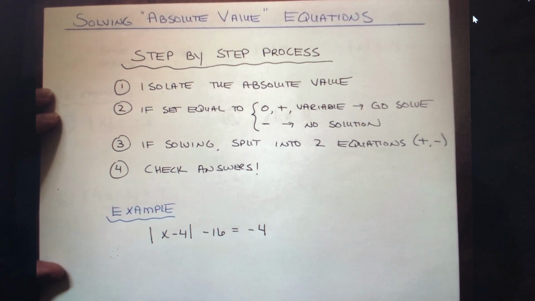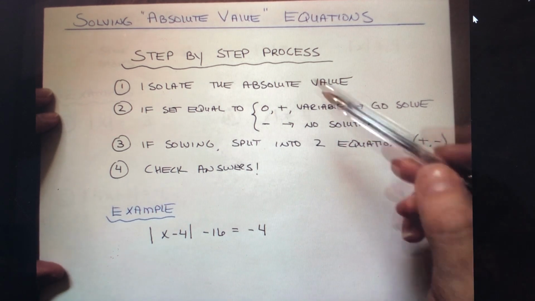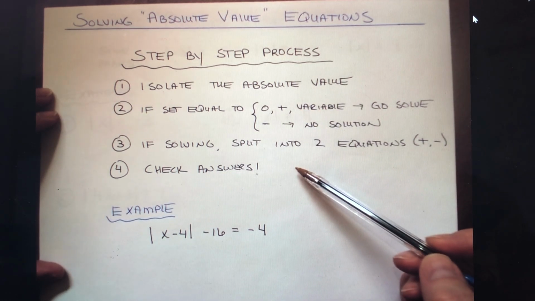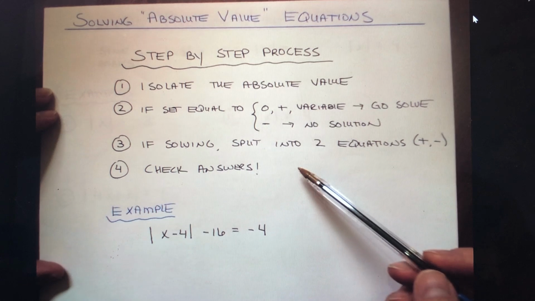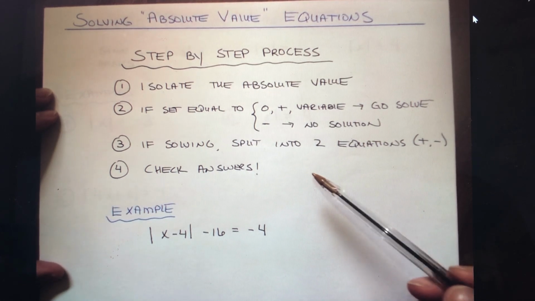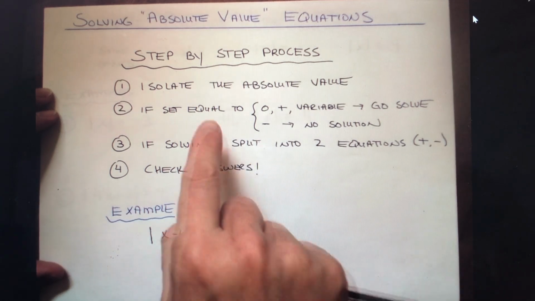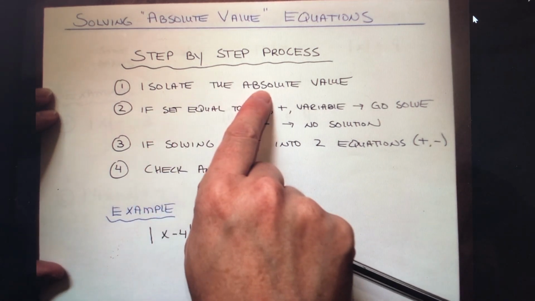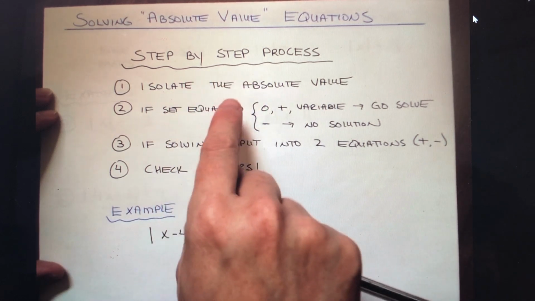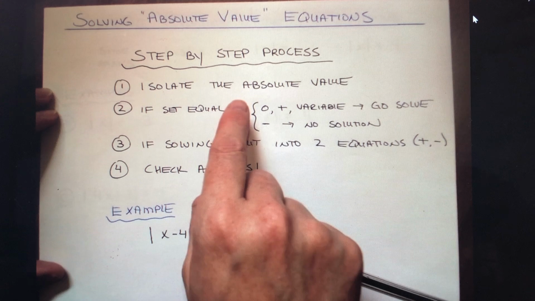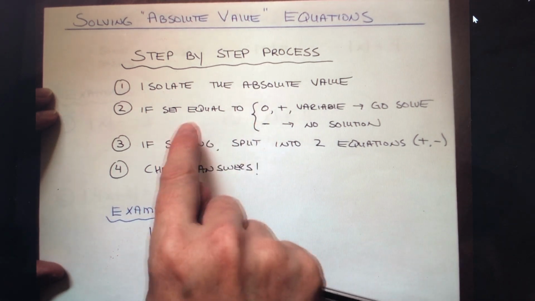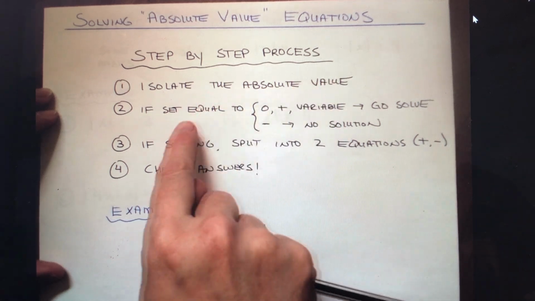Solving these definitely follows a step-by-step process, which I have outlined here. So I'm going to walk through this pretty quickly and then just jump into some examples. I've tried to select a variety of examples that highlight the different types of things that can happen when you're solving these types of equations. So number one, we need to make sure that we isolate the absolute value. That means we want to see that part of the equation or the expression all by itself on one side of the equal sign.